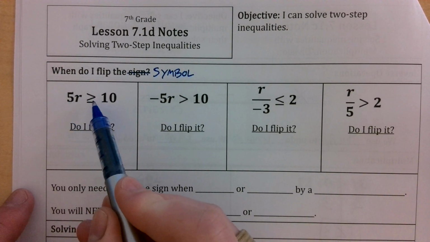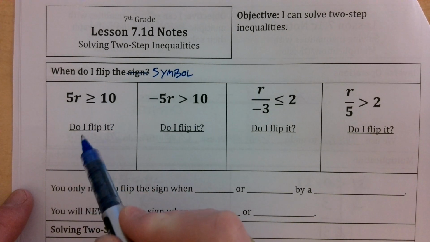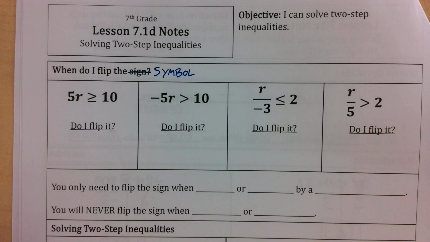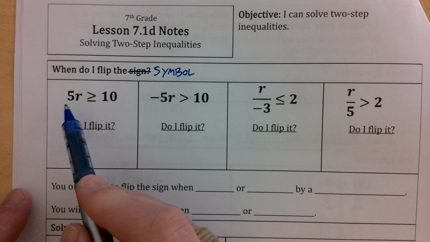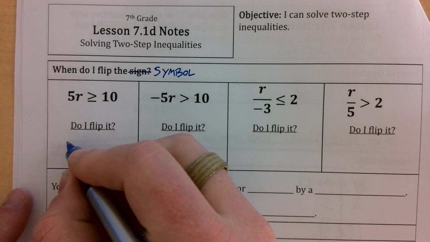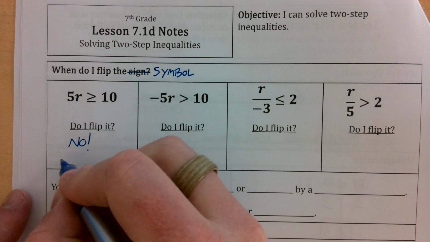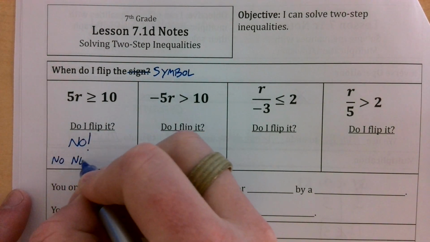5r is greater than or equal to 10. Do I flip it? Well, there are no negatives here, so we're not going to end up multiplying or dividing by a negative, so no, there's no negatives.